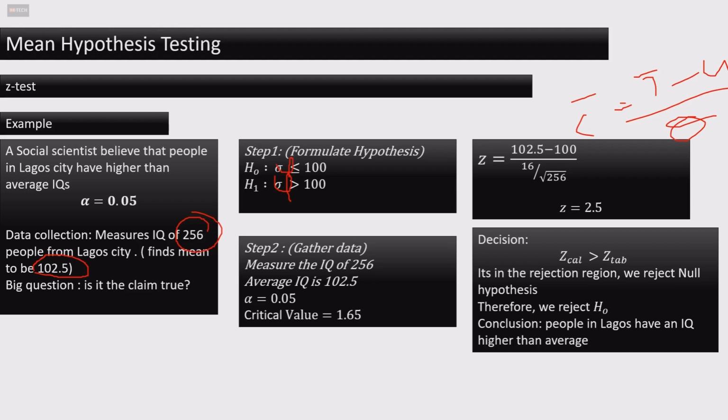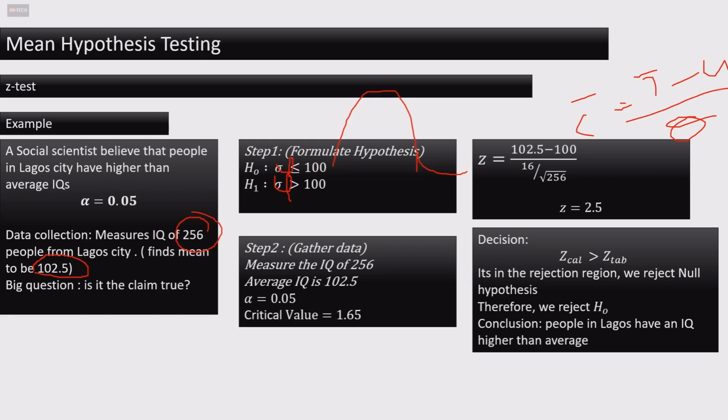That means if you draw that graph, it looks like this, and we have our z-tab here. Our z-cal, that is our calculated value, is greater than our z-tab. So we reject the null hypothesis. Therefore, we reject the null hypothesis.